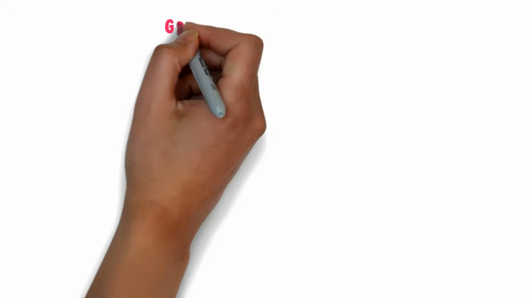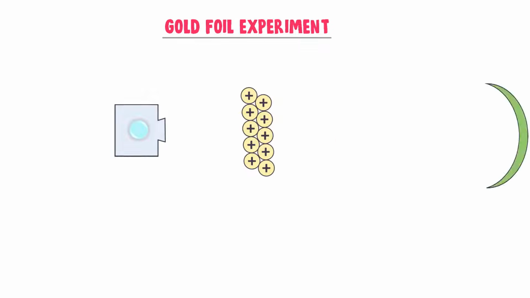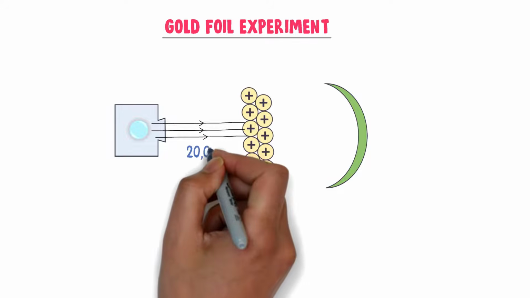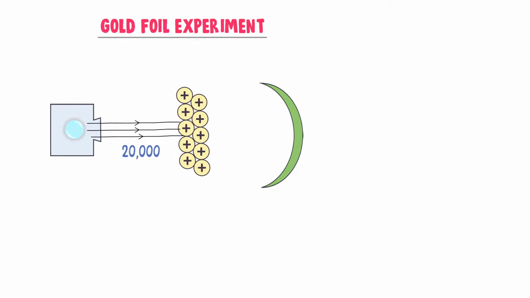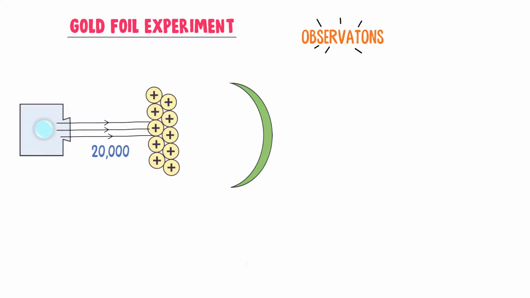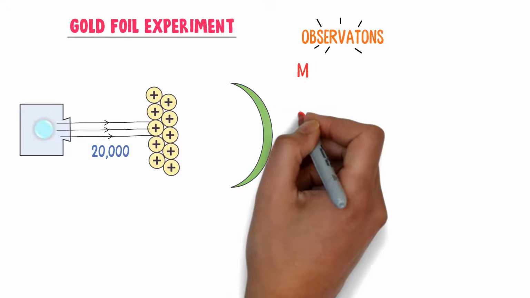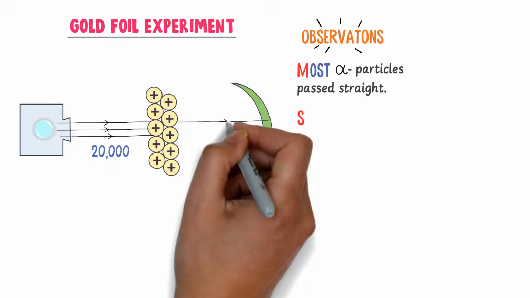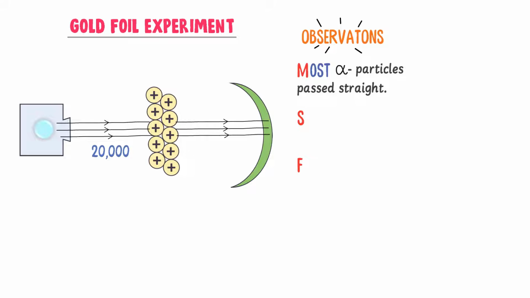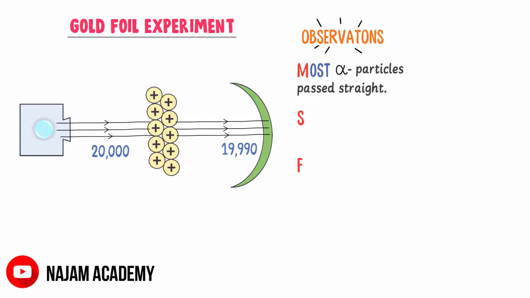Now how did Rutherford perform his experiment? Well, he bombarded the gold foil with 20,000 alpha particles. Then he observed the picture of alpha particles on the zinc sulfide screen. What were his observations? Well, he observed three things. He observed that most of the alpha particles pass straight through the gold foil. Around 19,990 alpha particles out of 20,000 alpha particles passed straight through the gold foil.